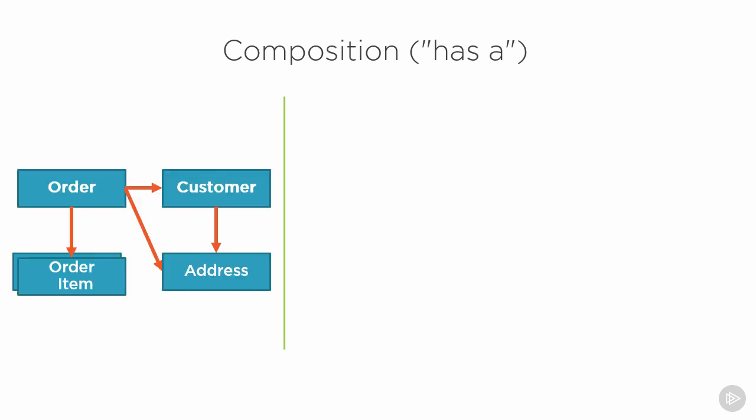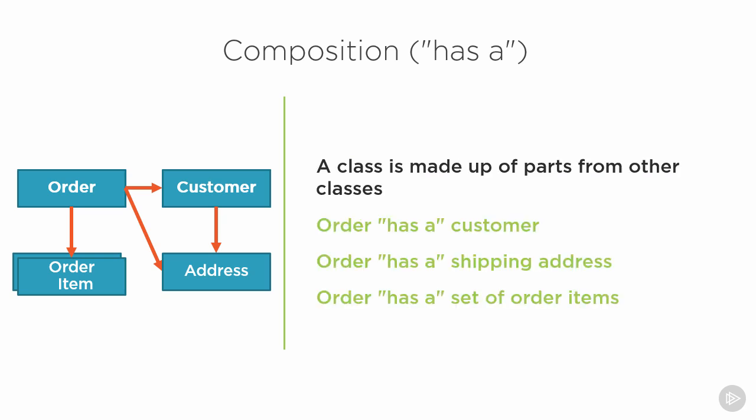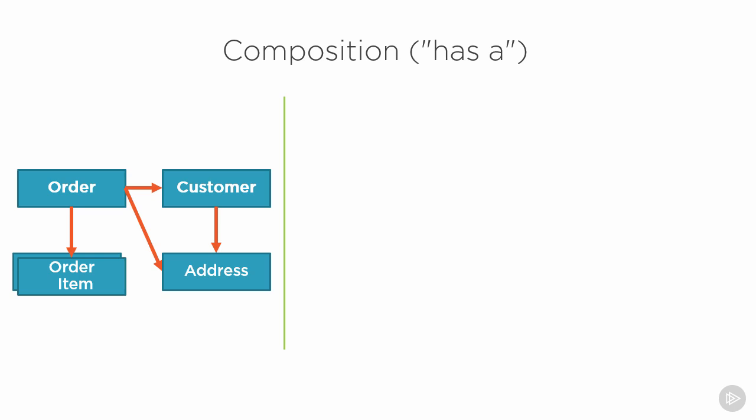A class has a composition or has a relationship if the class is made up of, or composed of, parts from other classes. For example, an order isn't an order unless it has a customer, shipping address, and set of order items. There are two ways to implement a composition relationship.